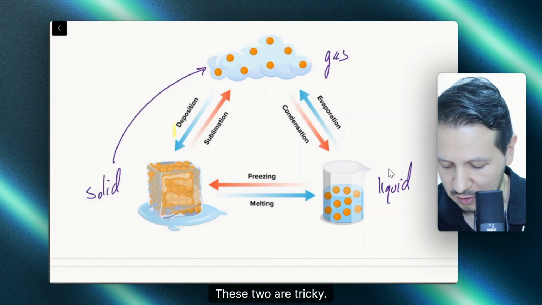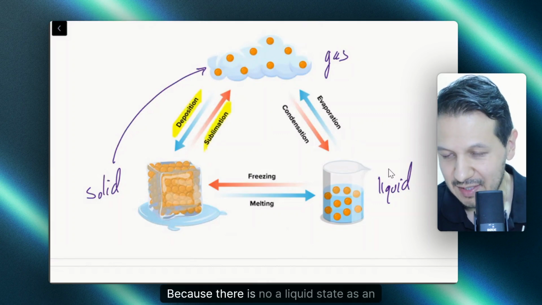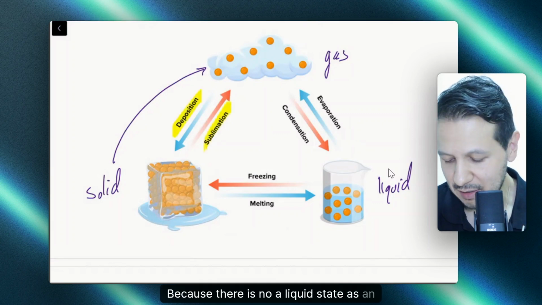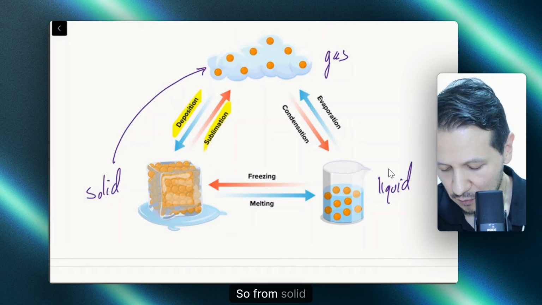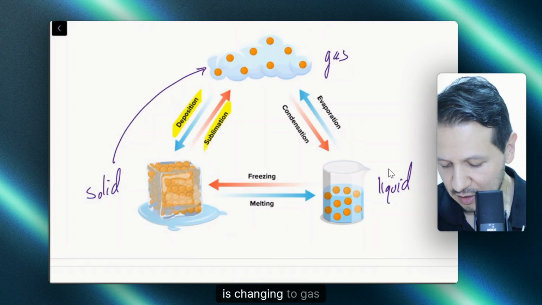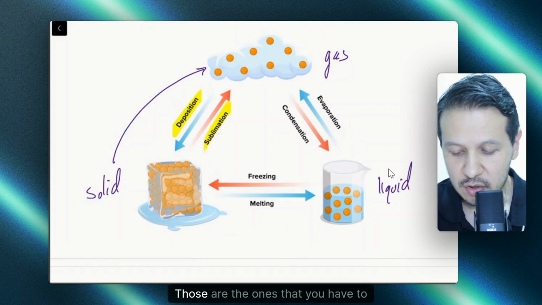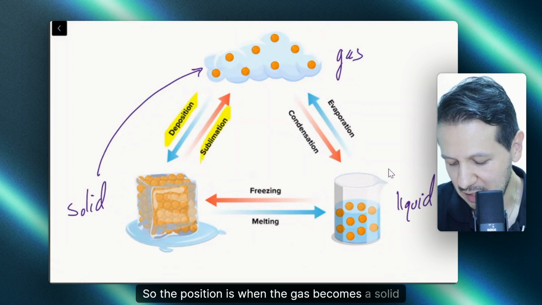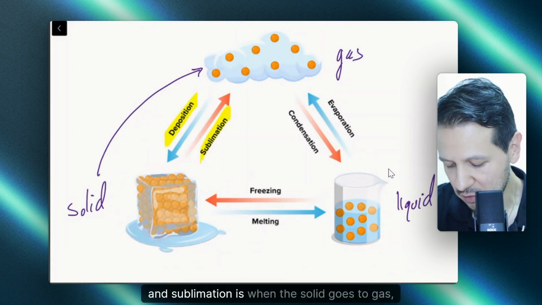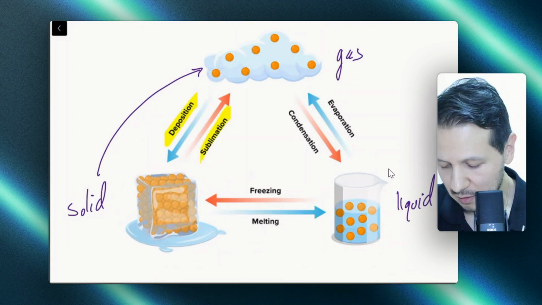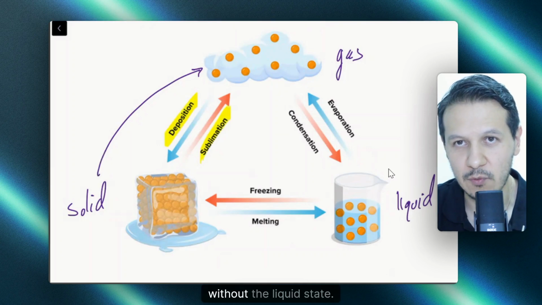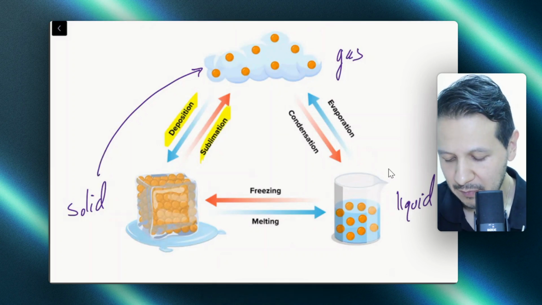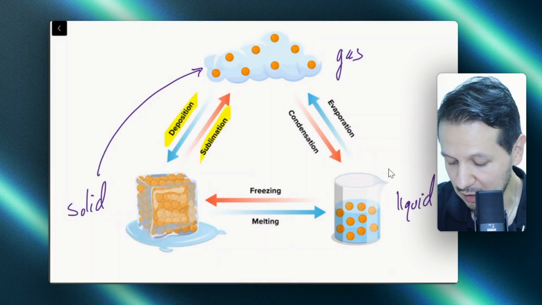These two are tricky. Why are they tricky? Because there is no liquid state as an intermediate. So from solid it changes to gas, and from gas it changes to solid. Those are the ones that you have to memorize. So deposition is when the gas becomes a solid, and sublimation is when the solid goes to gas immediately without the liquid state. An example of this one I will show you later, but I will put iodine.